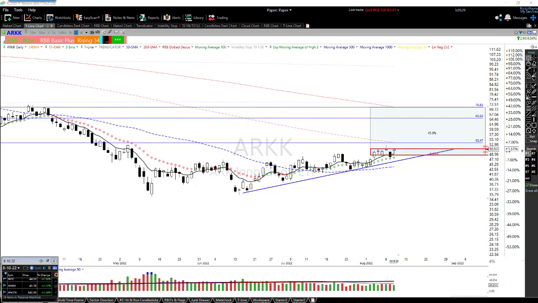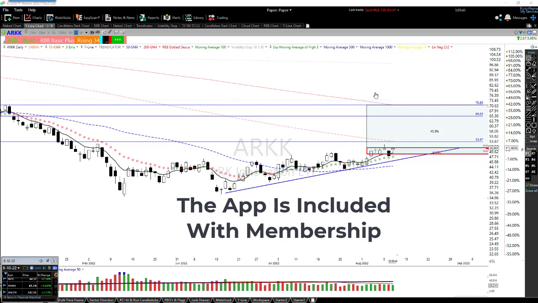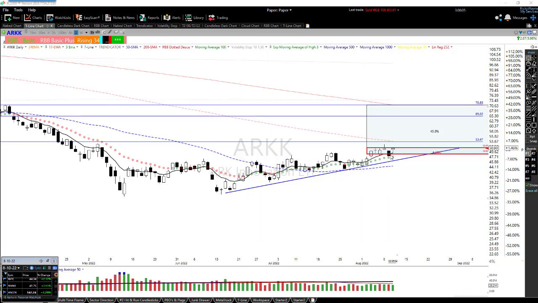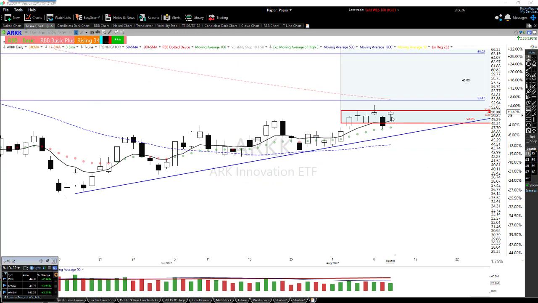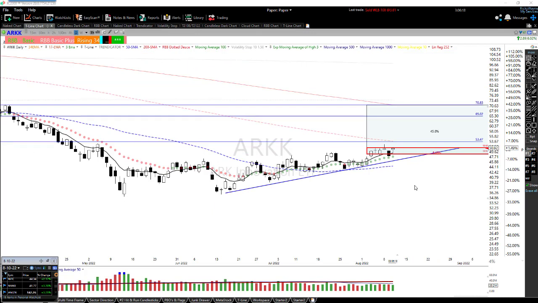Okay, so let's talk about this ARKK. As you all know, I bought this a little earlier. It's posted on the app. And let's see here. ARKK, we're still trending up. We've improved on what it was, and currently at 8.88% on it. It looks like I'm going to hold this overnight. So we'll see what it does tomorrow.